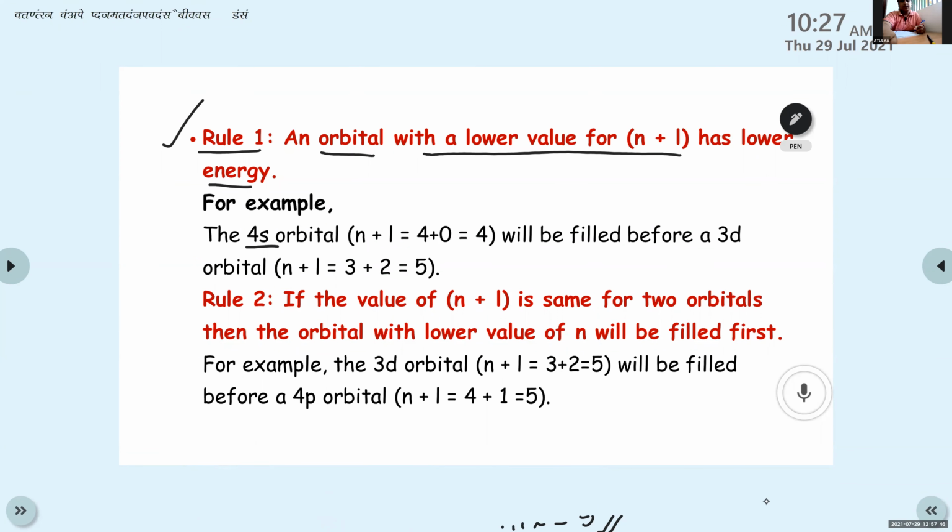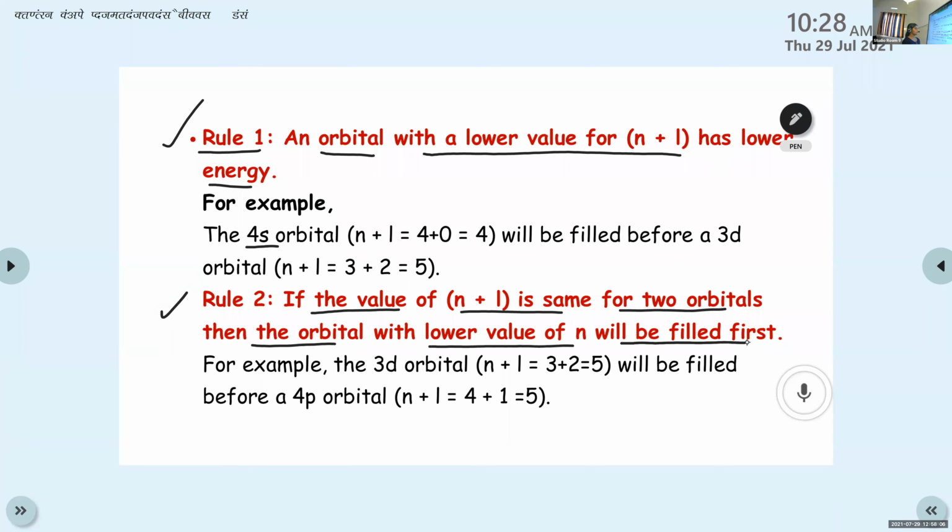Yes. Then we are moving to the second rule. If the value of n plus L is the same for two orbitals, then the orbital with the lower value of n will be filled first. That's the second rule. So we are just considering two examples, 3D and 4P.